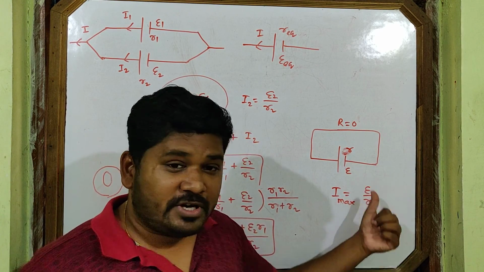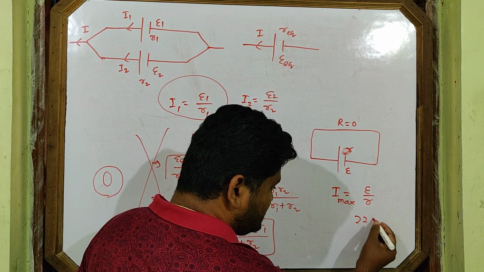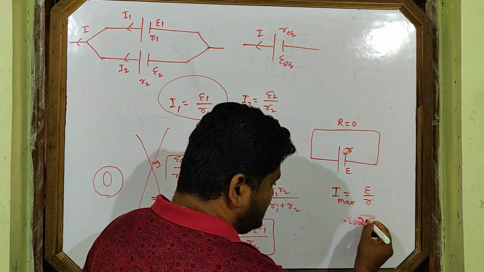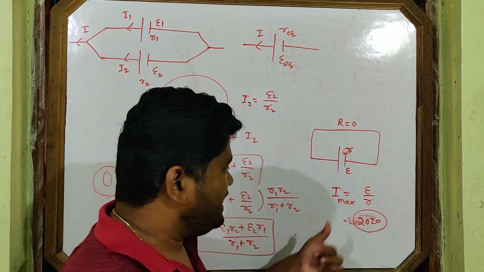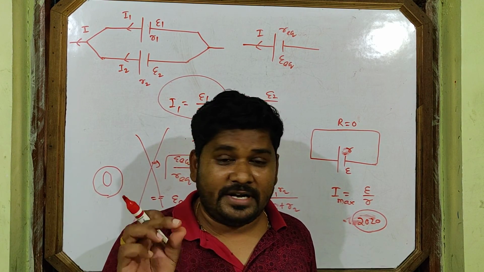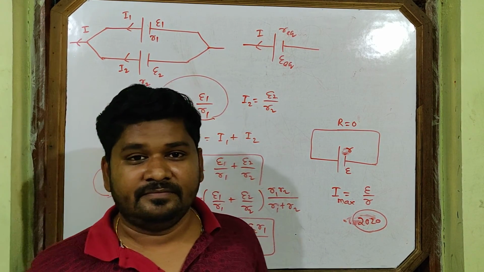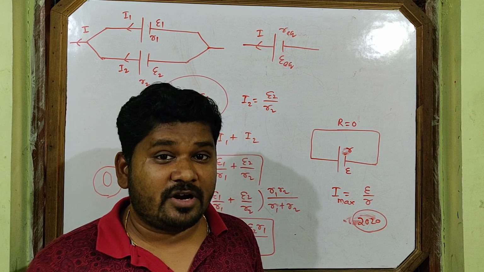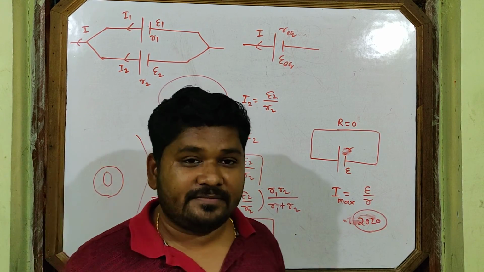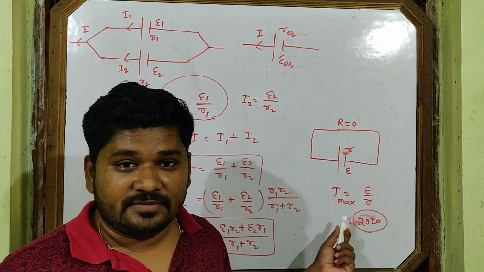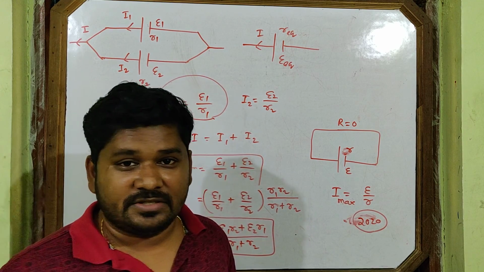This is a 2020 board exam question. Board 2020, this question came. It was an MCQ: What is the maximum current which can be drawn from a cell? Imax equal to E by r, this is the answer. Board 2020 exam question this is.